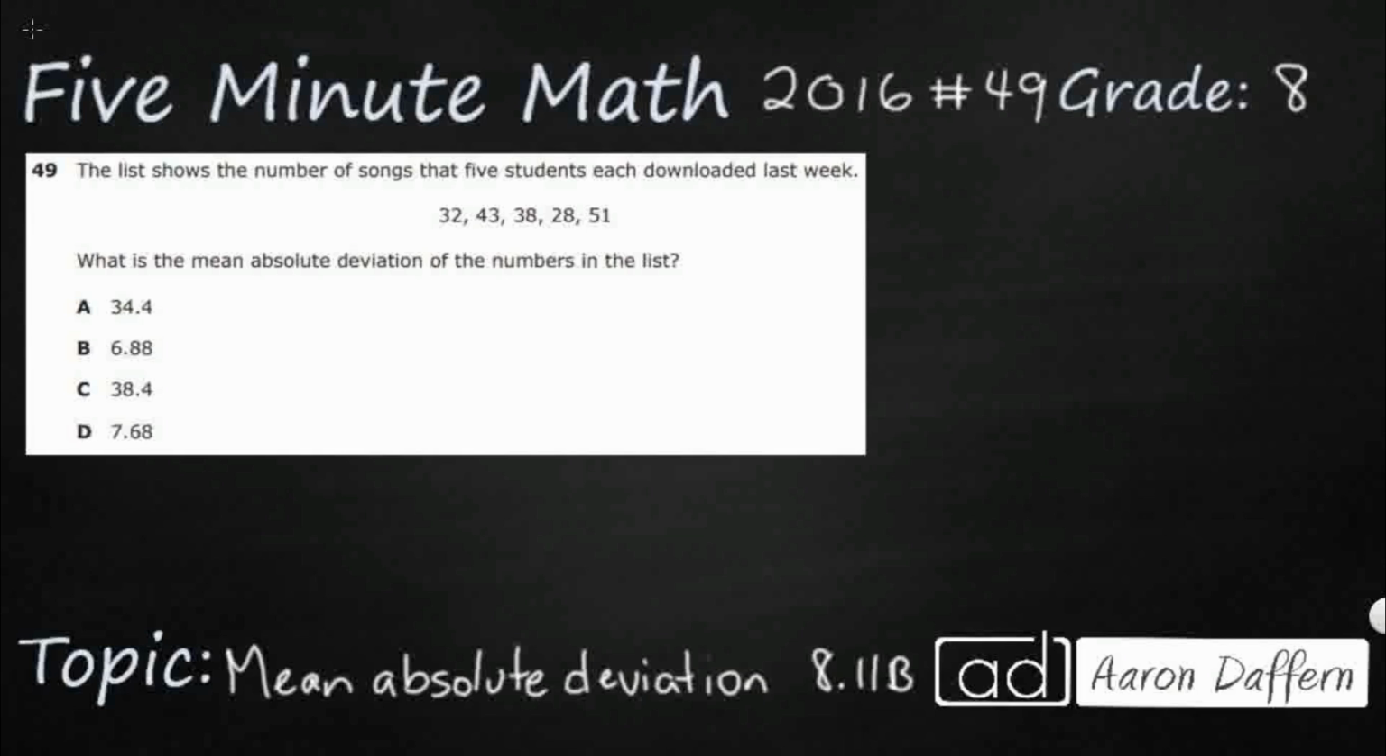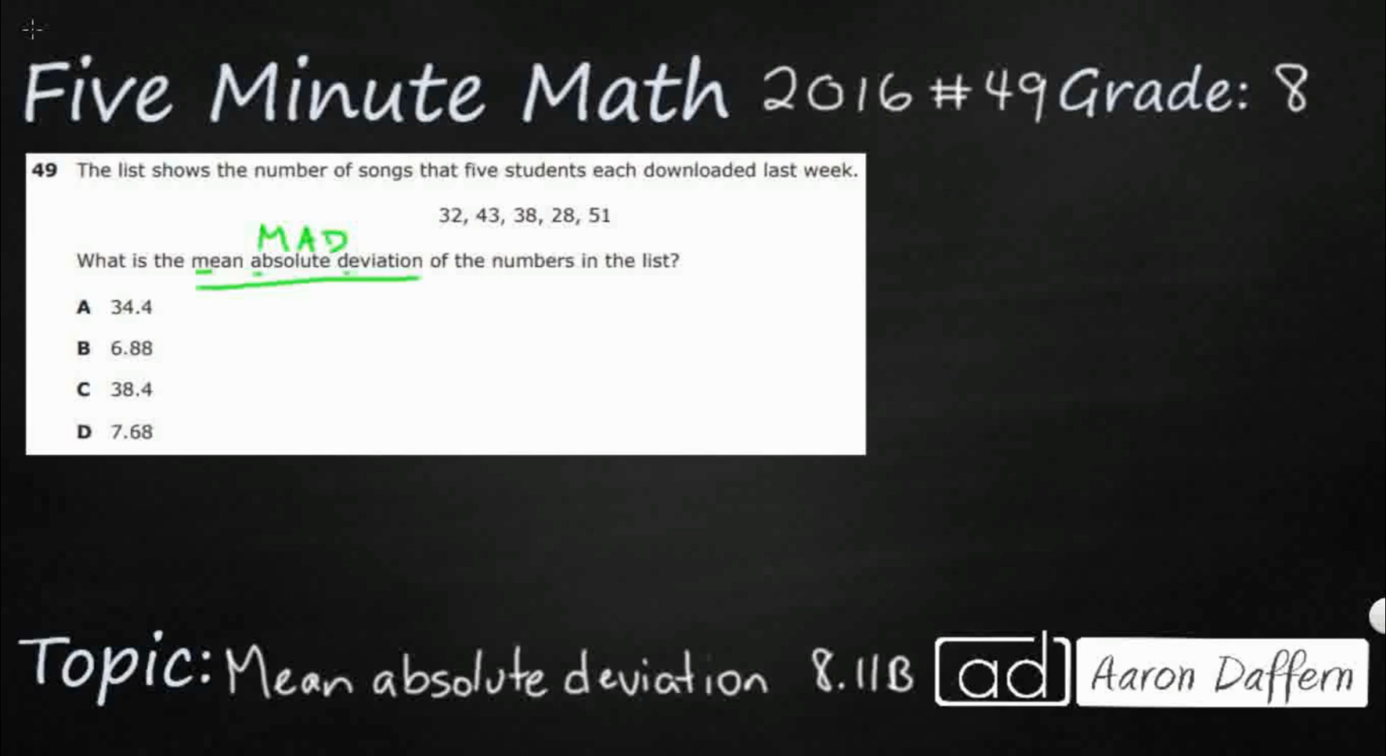So we have a number of songs that 5 students downloaded last week, and we're looking for the mean absolute deviation. What in the world does that mean? Well, that's the measure of how far away each of these numbers is from the average, and it lets us know how variable a data set is. A small mean absolute deviation, sometimes abbreviated MAD, using the first letter of each word, means the data set is tightly packed together. If it's a large one, that means it's very spread out.